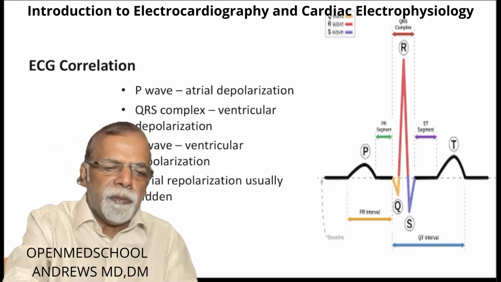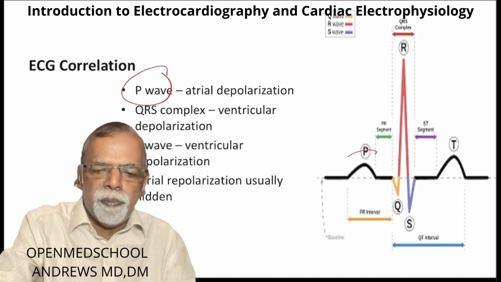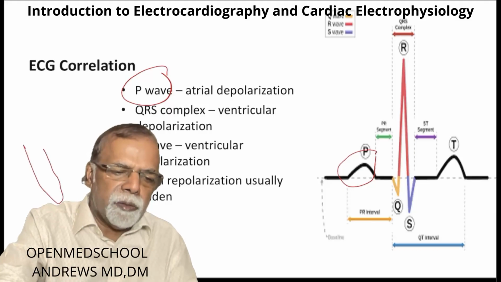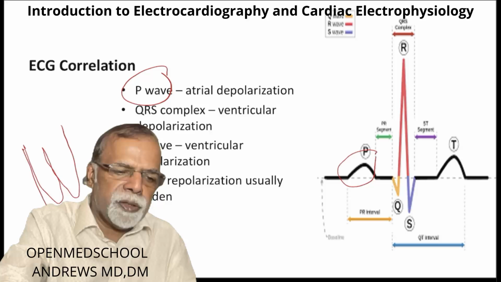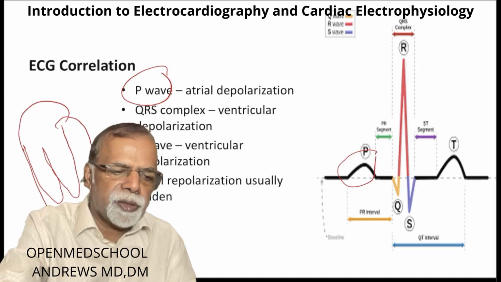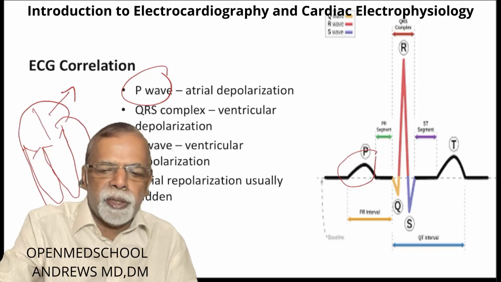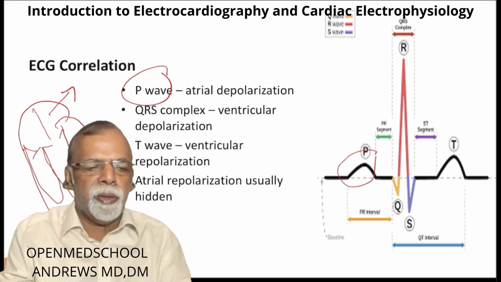So what is the P wave? So this is the P wave. The P wave is due to the atrial depolarization. Remember, it is not atrial contraction, it is the atrial depolarization. This is the AV valve, this is the atria. So atrial depolarization produces the P wave.